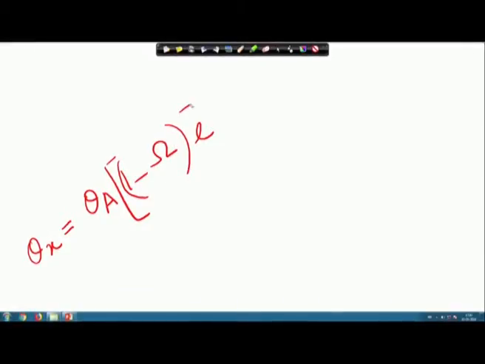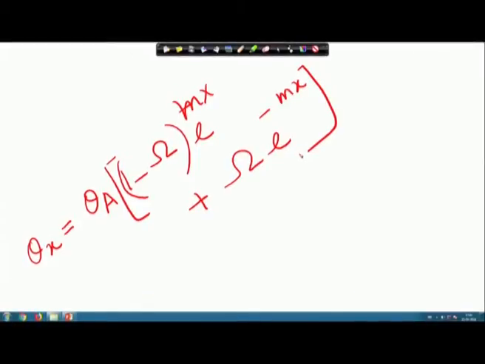So, now if we look at, we have the complete solution: theta x is equal to theta a multiplied by (1 minus omega) multiplied by e to the power m x, plus omega into e to the power minus m x. This is the complete solution.